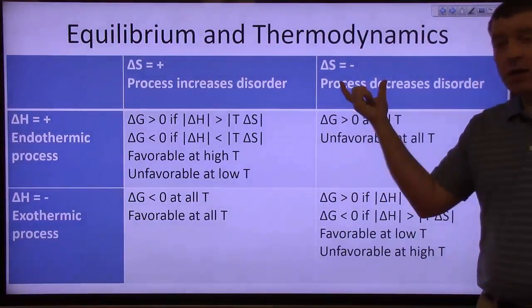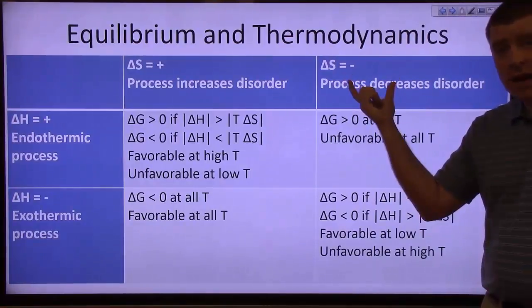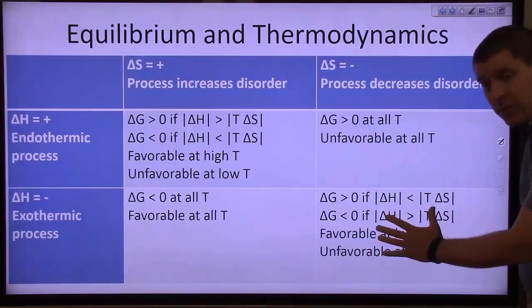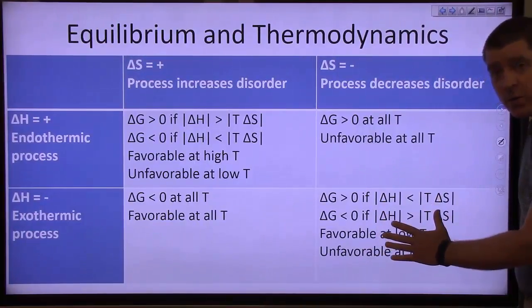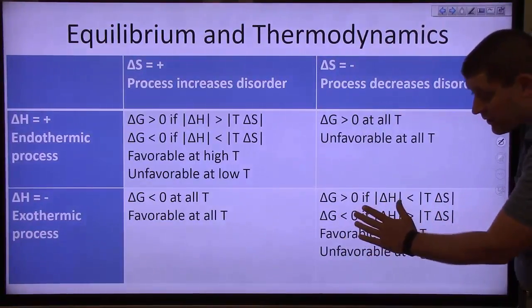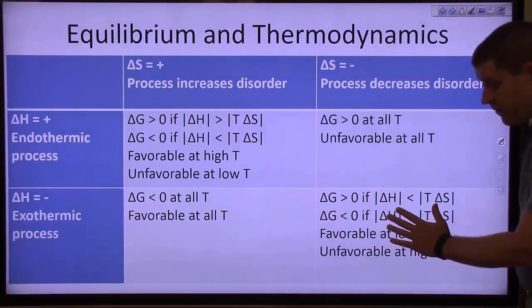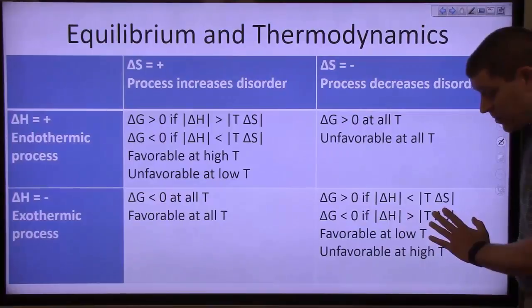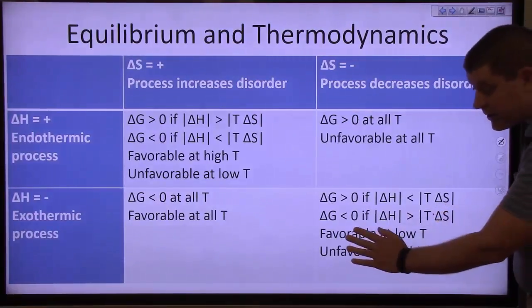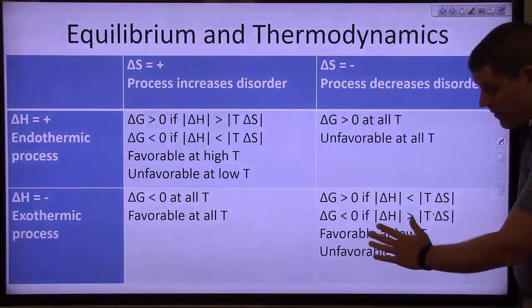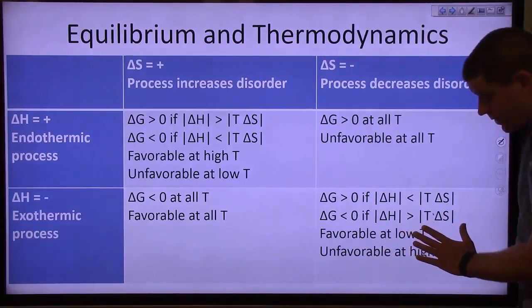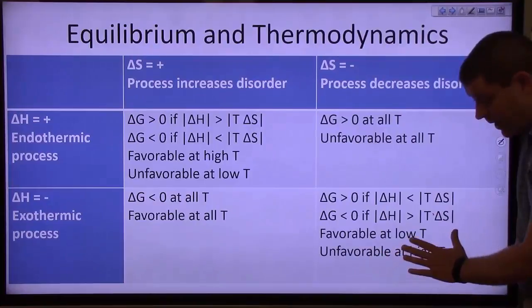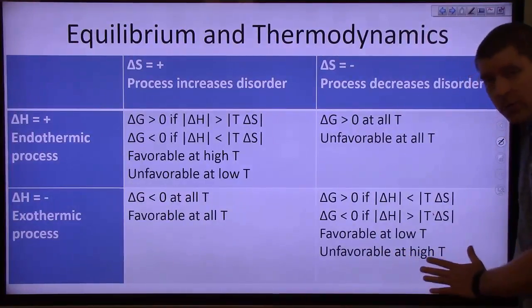But if we have a delta S, a change in entropy that is negative, and a change in enthalpy that is also negative, then we have some temperatures at which it's favorable and some temperatures at which it's not favorable. That is, delta G is positive, or greater than 0, if the magnitude of our enthalpy change is less than the magnitude of T delta S, or delta G is negative, favorable, if the magnitude of delta H is greater than the magnitude of T delta S. That is, such a reaction is favorable at low temperatures and unfavorable at high temperatures.